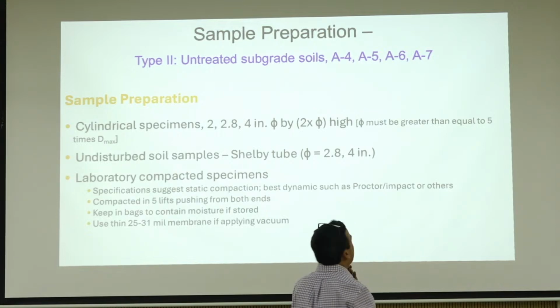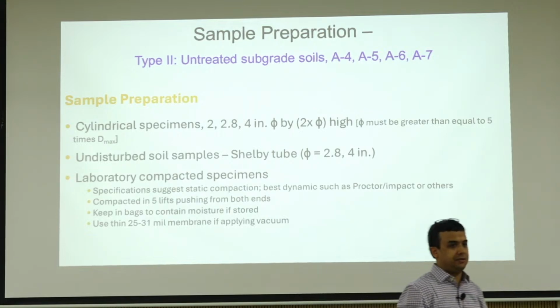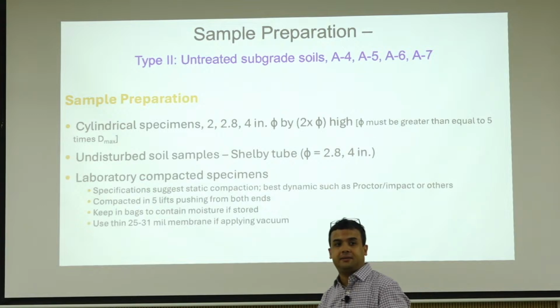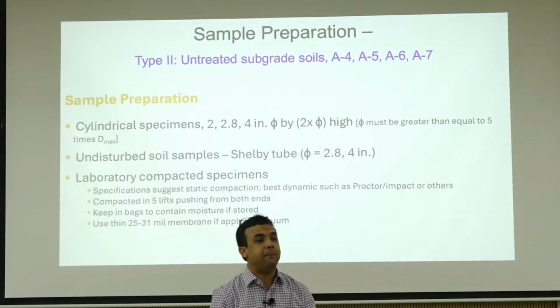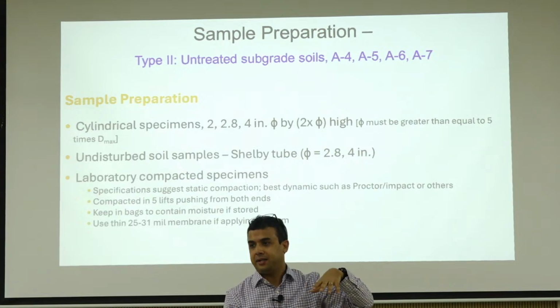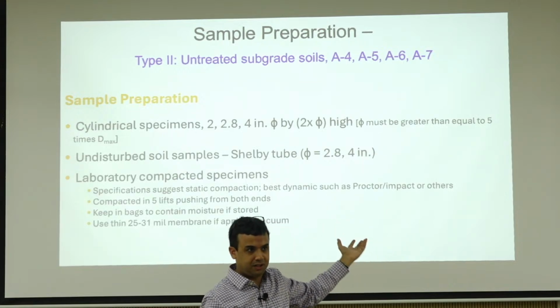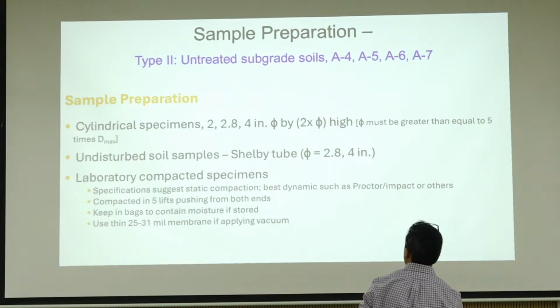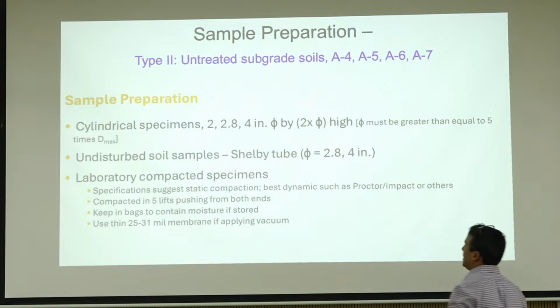Okay, type 2 subgrade materials, right? Now we are talking about finer grained materials, and they're mostly subgrade. Now somebody can say, hey, if my base is up in the pavement and I also have a fine grained material, of course, test it using whatever stress states are applicable. 2 inch, 2.5 inch, 4 inch, typical.